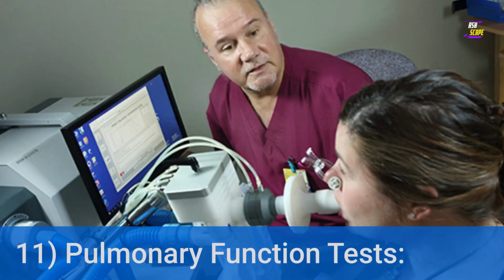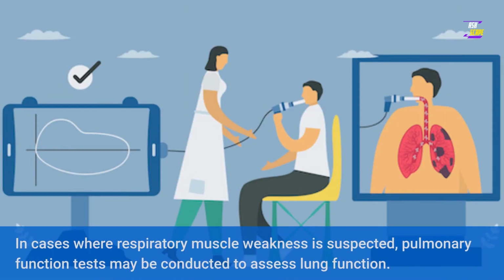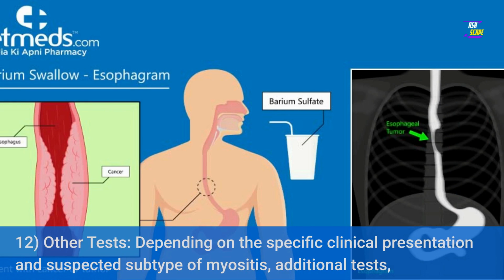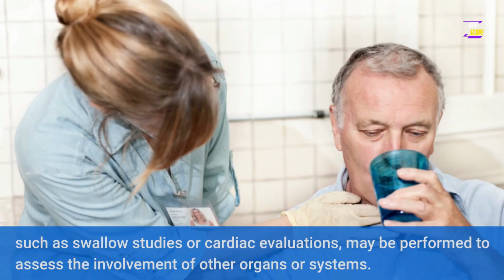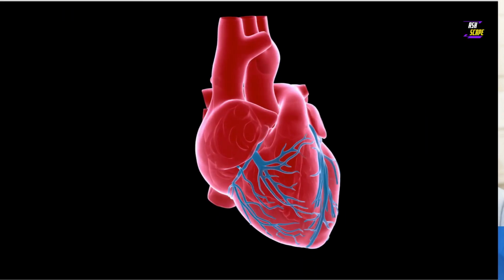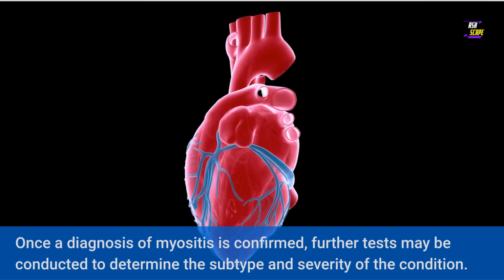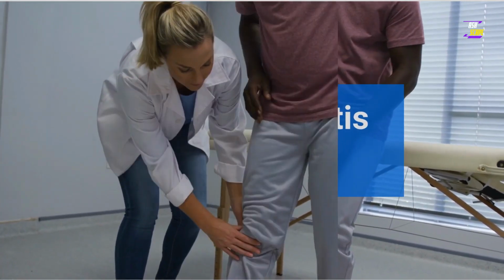11. Pulmonary function tests. In cases where respiratory muscle weakness is suspected, pulmonary function tests may be conducted to assess lung function. 12. Other tests. Depending on the specific clinical presentation and suspected subtype of myositis, additional tests, such as swallow studies or cardiac evaluations, may be performed to assess the involvement of other organs or systems. Once a diagnosis of myositis is confirmed, further tests may be conducted to determine the subtype and severity of the condition.